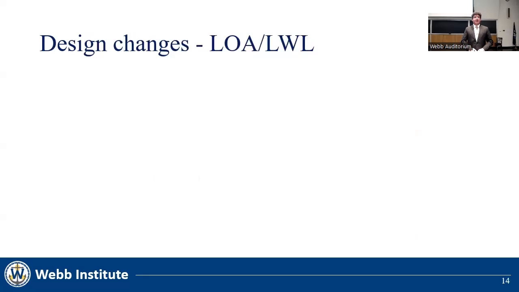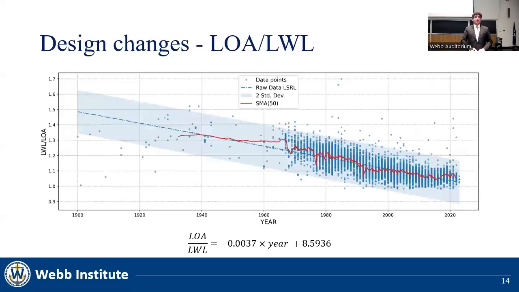Now I'll go over the design trends observed on the ORC database. So here we have the blue dots, which represent the data. The red line is a simple moving average with the period of 50. The dashed blue line is the trend line, and the shaded blue area is the confidence interval of 95%.